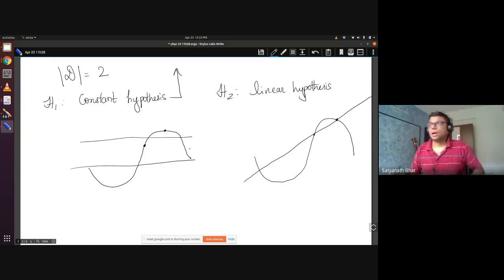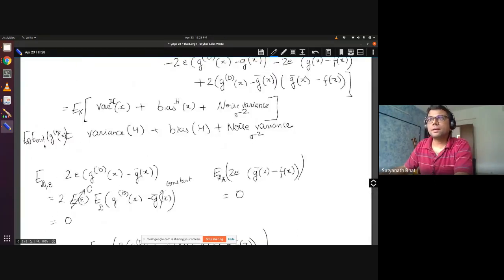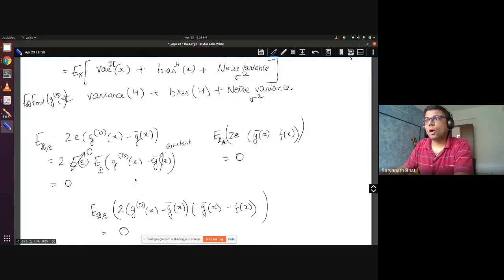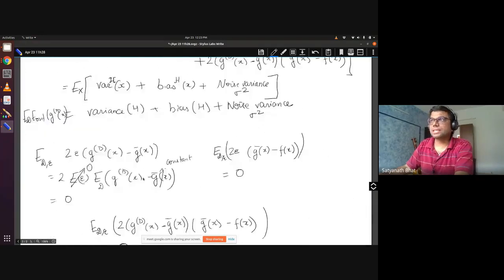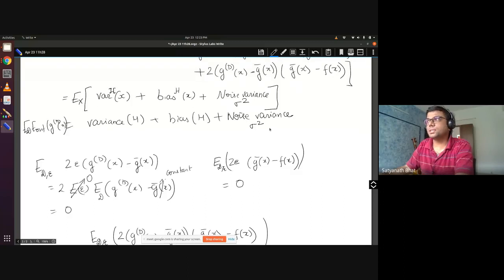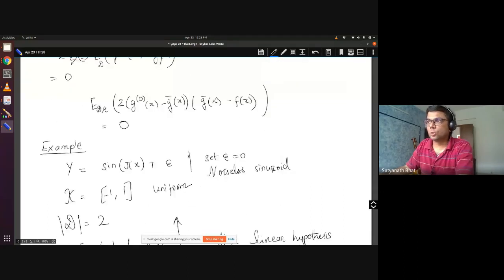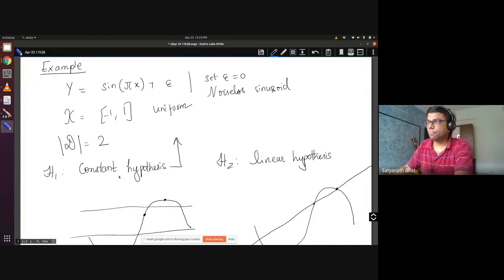So as an example, I would like to evaluate the expected E out for these 2 hypothesis bags. One is the constant hypothesis, another is the linear hypothesis. For each of these, we will see what the variance term is, what the bias term is, and what the noise term is. The noise term I have set equal to 0 because I have set epsilon equal to 0. So we will only look at a noiseless model and compare.